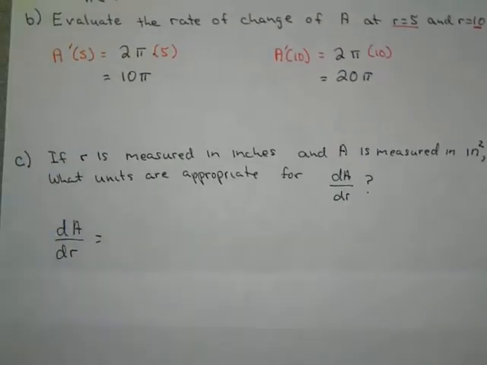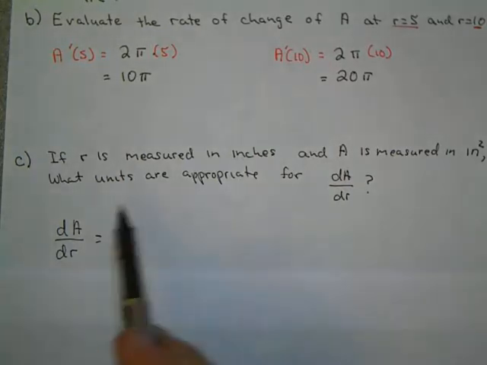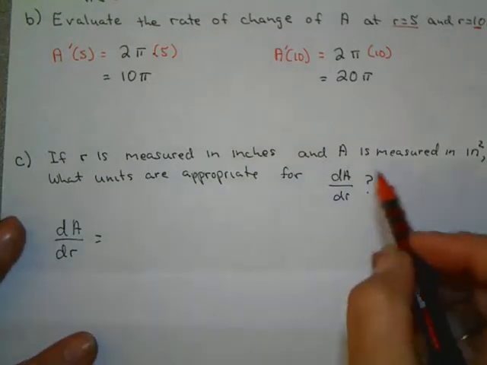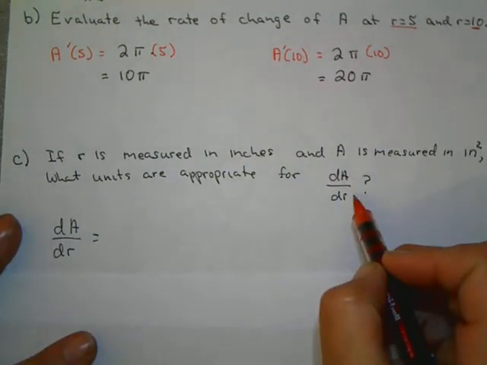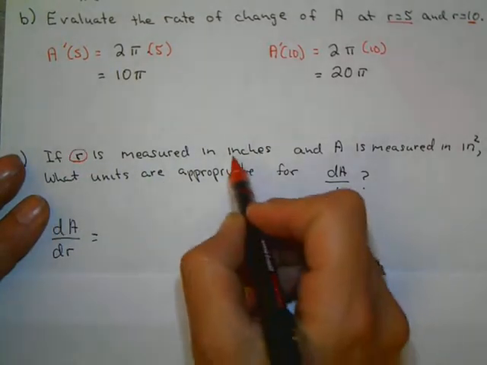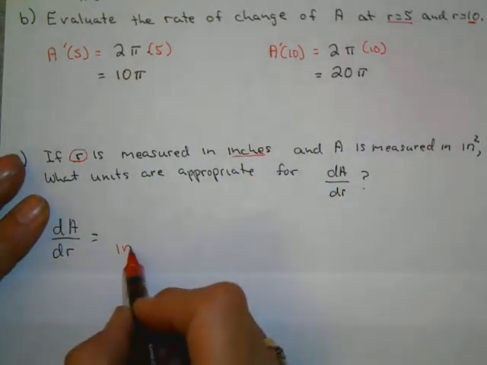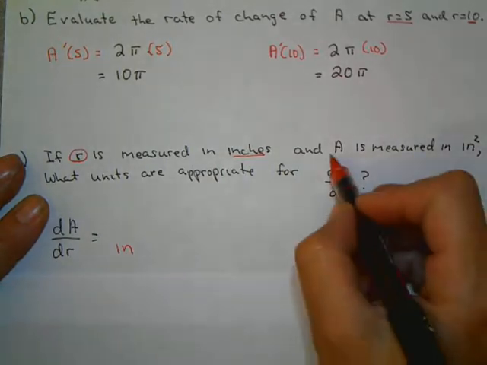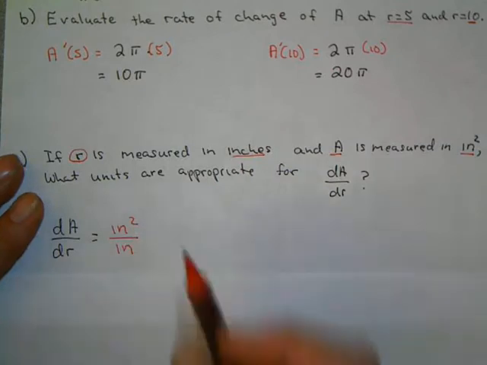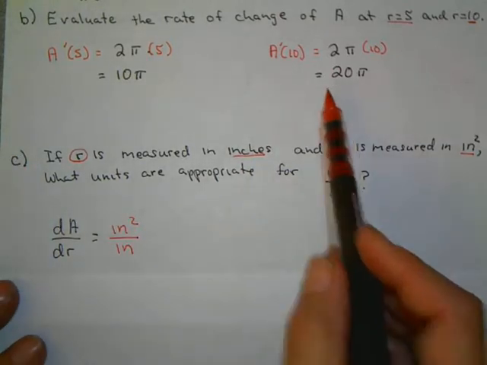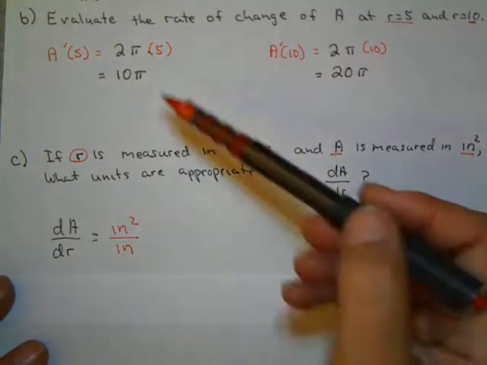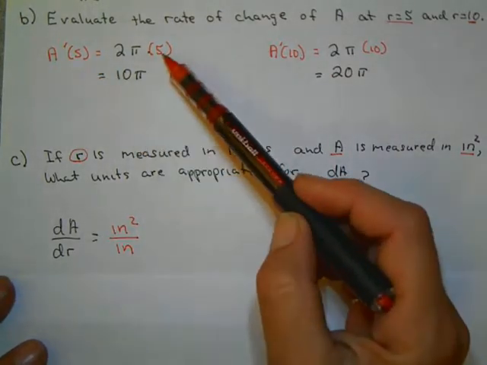Now here, keep in mind, because this change is like a slope, if r is measured in inches and A is measured in square inches, what units are appropriate for the change in area with respect to the radius? Well, I know my radius is measured in inches, so the change in radius would also be measured in inches. And I know the area is measured in square inches, so the change in the area would also be measured in square inches. And my units for the change in area with respect to the radius are square inches per inch.